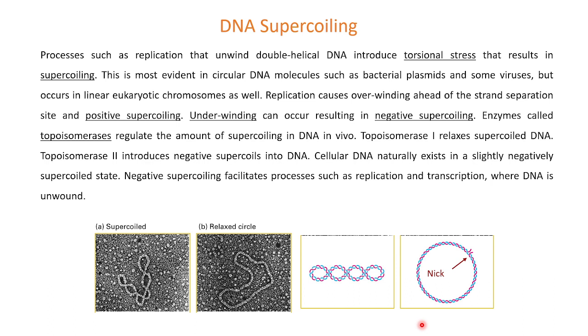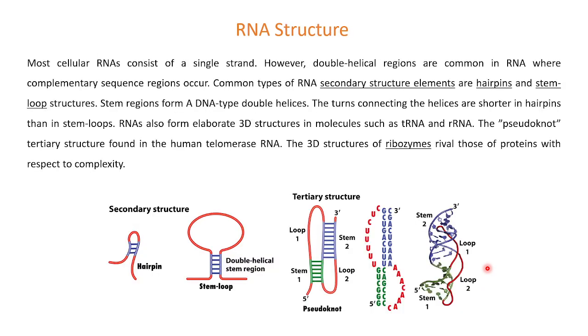The next thing is: what enzyme is involved in regulating the amount of supercoiling in DNA? That is topoisomerase. There are two types of topoisomerases: topoisomerase 1 and topoisomerase 2. Topoisomerase 1 relaxes your supercoiled DNA, whereas topoisomerase 2 introduces negative supercoils inside your DNA. And if you look at this figure, this is a supercoiled DNA and this is a relaxed one. You can see that there are different loops being formed.